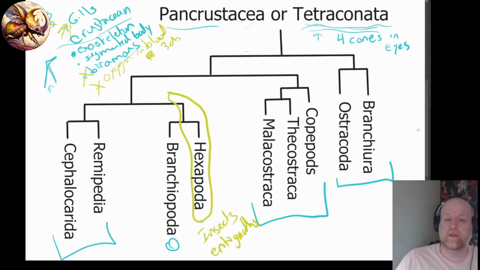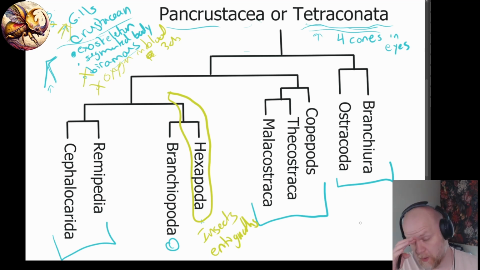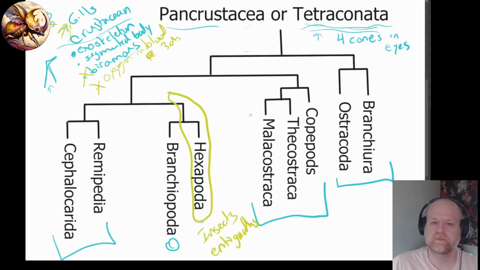So we're going to talk about all these other groups: the Branchiura, the Ostracoda, copepods, Thecostraca, Malacostraca, Branchiopoda, the Remipedes, and the Cephalocarida. And we're just going to briefly touch on these things. If you are very interested in crustaceans, feel free to learn more about them. I don't know a ton about them, although I am very interested in them. I haven't really put in the work to learn a ton about them.